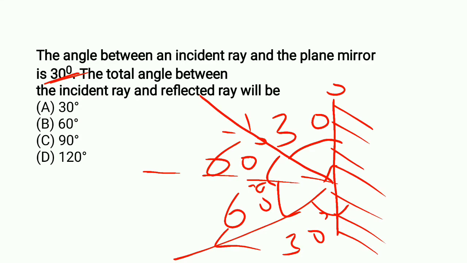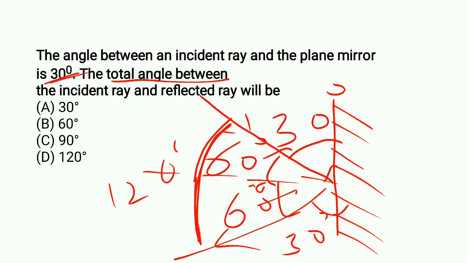Now in the question they have asked for the total angle between the incident ray and the reflected ray. So this total angle is equal to how much? Here this is 60 degrees and this is 60 degrees, so in total it is 120 degrees. So here we have option D, 120 degrees, as the correct answer.